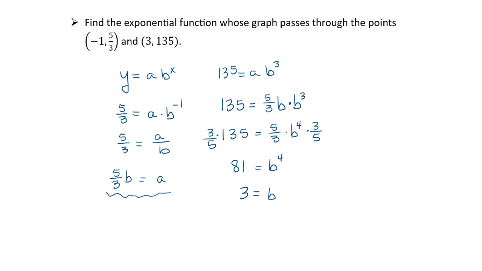Now that I know what b is, I can substitute that back into this equation to get my a. This means 5/3 times my b of 3 is equal to a. This means a is 5. I have all my pieces now. Y is equal to 5 times 3 to the x.